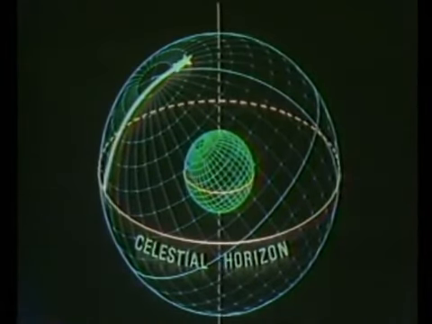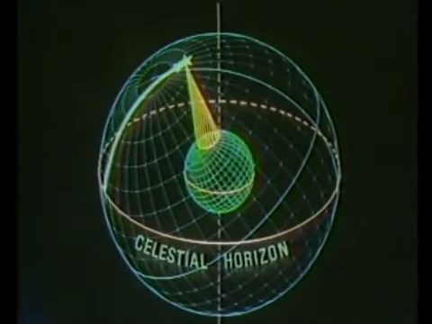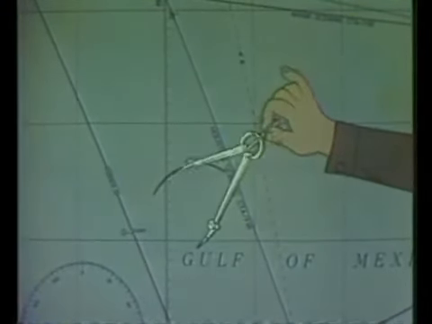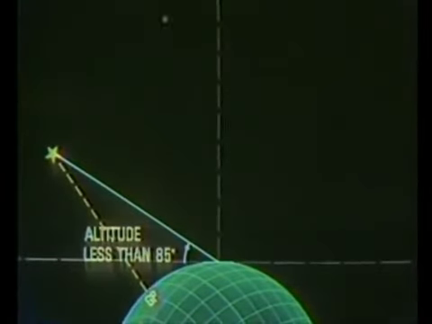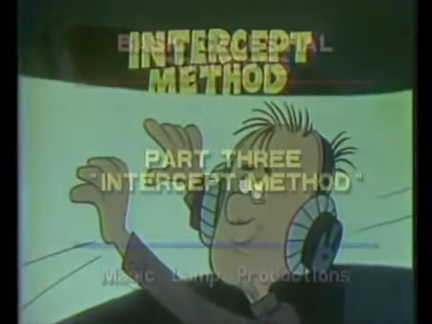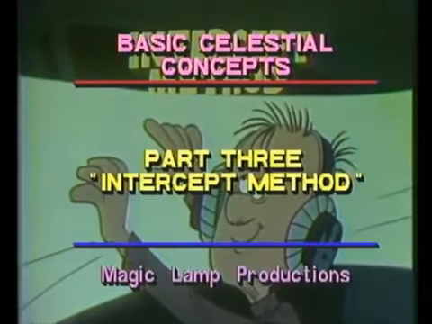When you note the altitude, you know you are somewhere on a circle of equal altitude around the GP of the observed body. The technique of actually plotting a line of position depends on the observed altitude of the celestial body. If it is 85 degrees or more, the zenith distance formula shows that you are within 300 nautical miles of the GP, and you can actually plot the circle of equal altitude on the navigator's chart. But if the altitude is less than 85 degrees, and it usually will be, you would need a chart too large to fit in your aircraft. So you must use a different technique. It is called the intercept method, and it will be discussed in part 3 of this series.